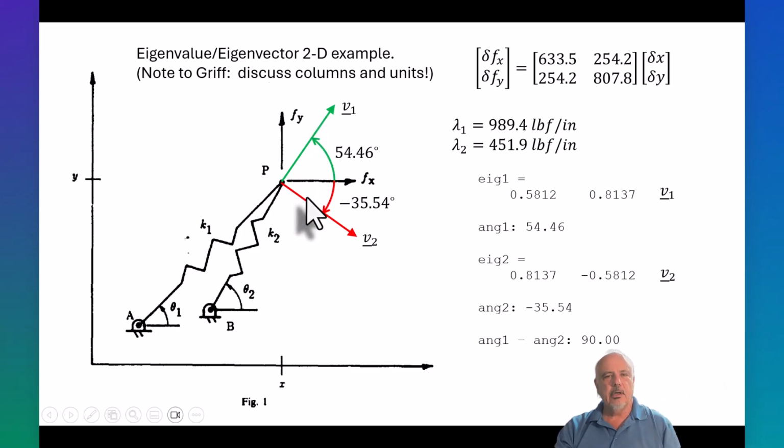And the other eigenvector, V2, I've shown in red. So that's actually a negative 35.54 degrees. It's a fact that these eigenvectors will be perpendicular. So that's a very nice feature. And then the lambda 2 that goes with it is 451.9 pound per inch. Okay.